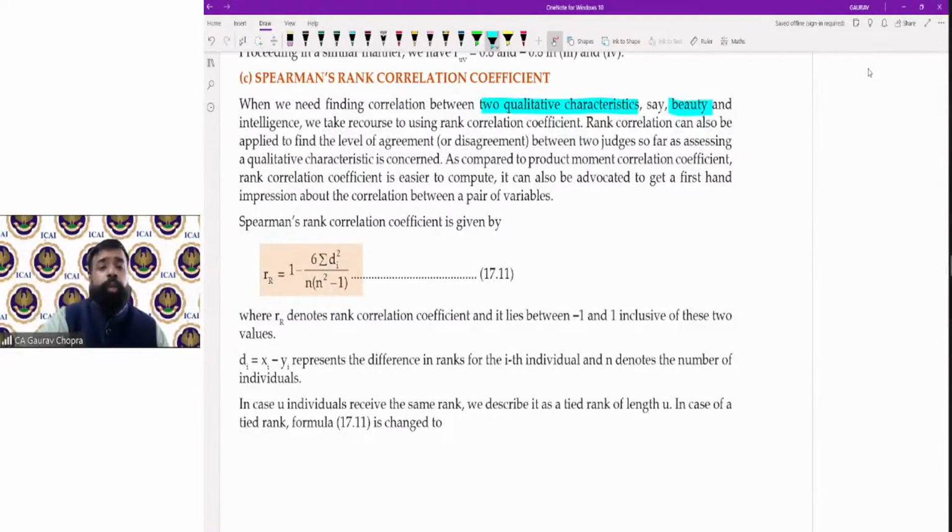So whether it is a beauty, it is a fashion show, then it can be intelligence, honesty. तो जहां पर भी किसी क्वालिटी की हम बात करते हैं, सिंगिंग कंपटीशन, डांसिंग कंपटीशन, वहां सब जगह स्पीयरमैन रैंक कोरिलेशन इज रिक्वायर्ड. So this is applied to find out the level of agreement or disagreement between the two judges. कि दोनों judges का जो decision है वो कैसा है, similar है या उसमें difference है. So this can be done using this Spearman correlation method.